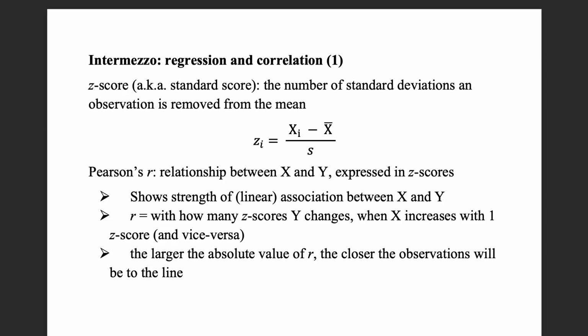So it could be either a positive relationship or a negative relationship. But the larger the absolute value, so absolute value is just forgetting about the minus, the negative sign, the closer the observations are to that line indicating the linear relationship between x and y. So that's basically how you can also interpret the correlation coefficient. It means the same thing, basically.